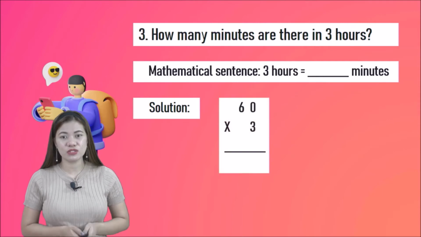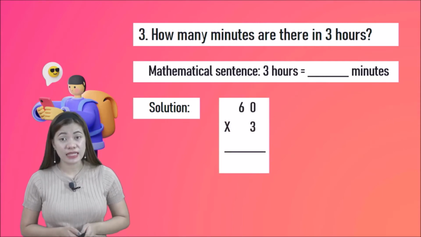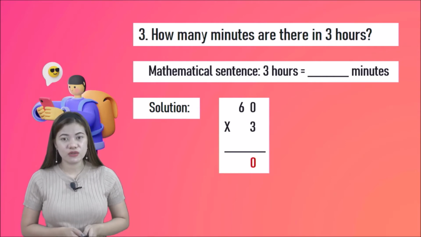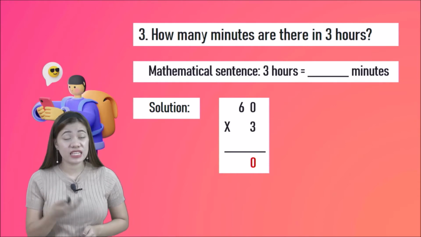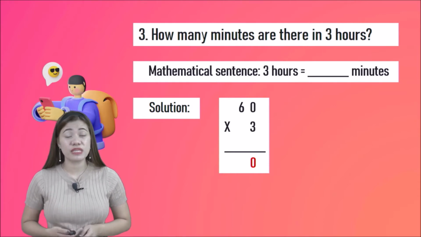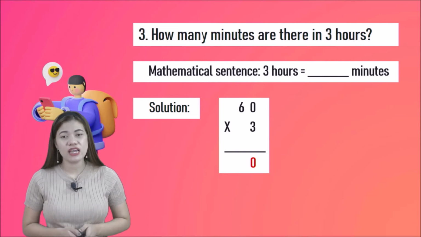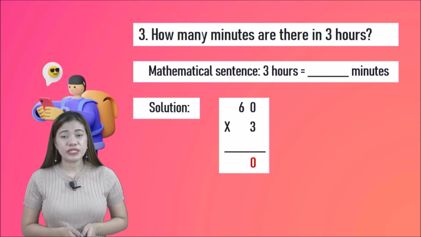So here's the solution. We will just multiply them. 60 times 3, okay? Because in 1 hour, we have 60 minutes. So you will just multiply. 3 times 0 is equal to 0. Any number that you will multiply in 0, kids, the answer will be 0. Remember that, okay? And then let us multiply the ones by tens place. 3 times 6 is equal to 18.